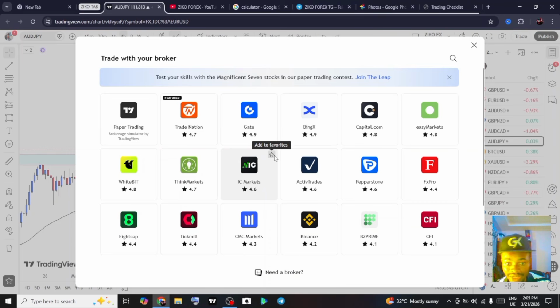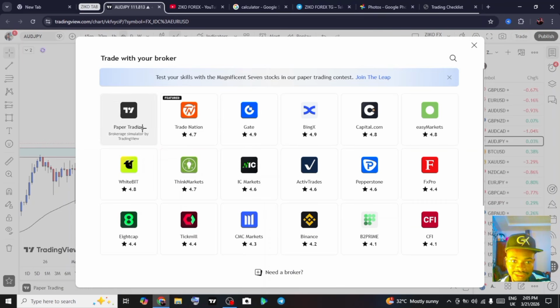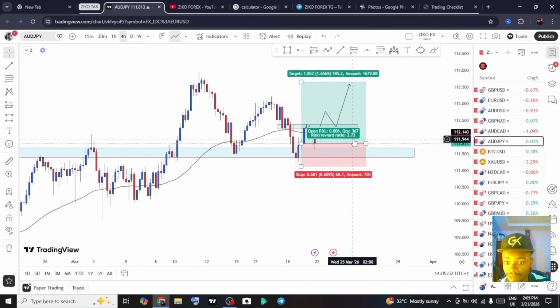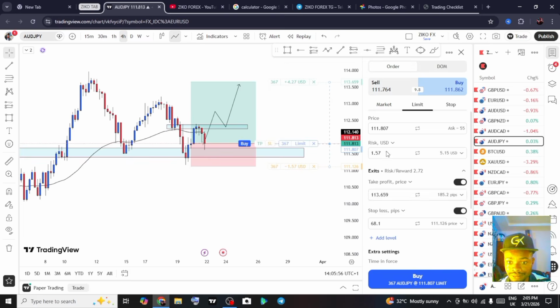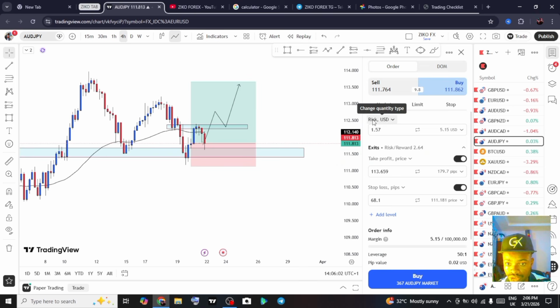But if you don't have your broker right here, just like me, you can just click here on paper trading just to get access to that tool I'm about to show you. So you just right click again, create limit order, and then you have this tool right here. So you can just come over here to market, right? Then you change this to risk in USD. There are other options right here, but this is right here, risk in USD.